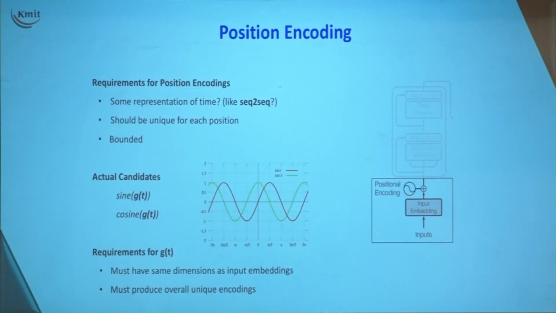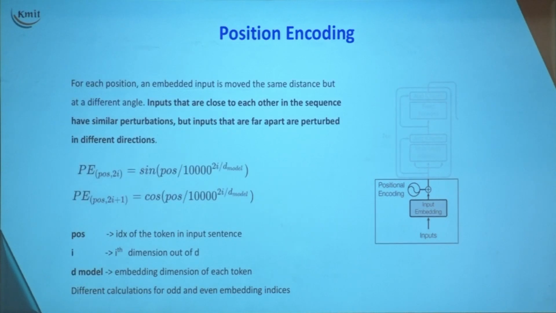So how am I giving the positional encodings? With sine and cos. Why are we using sine and cos? Because I want to represent the sentence positions, I want them unique for each position, and I want them to be bounded. So considering these three parameters, we use the sine and cos wave for generating the position encodings. What is the formula that we have seen for position encodings? Position is the index of the token in the input sentence.